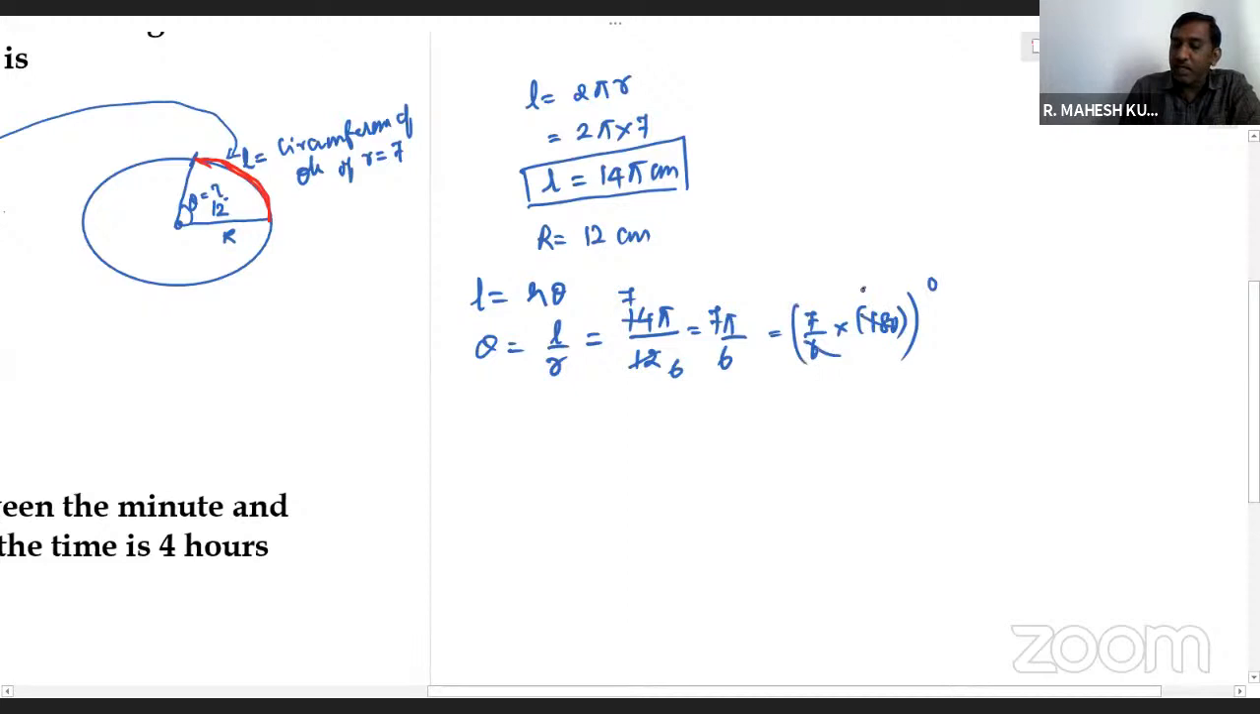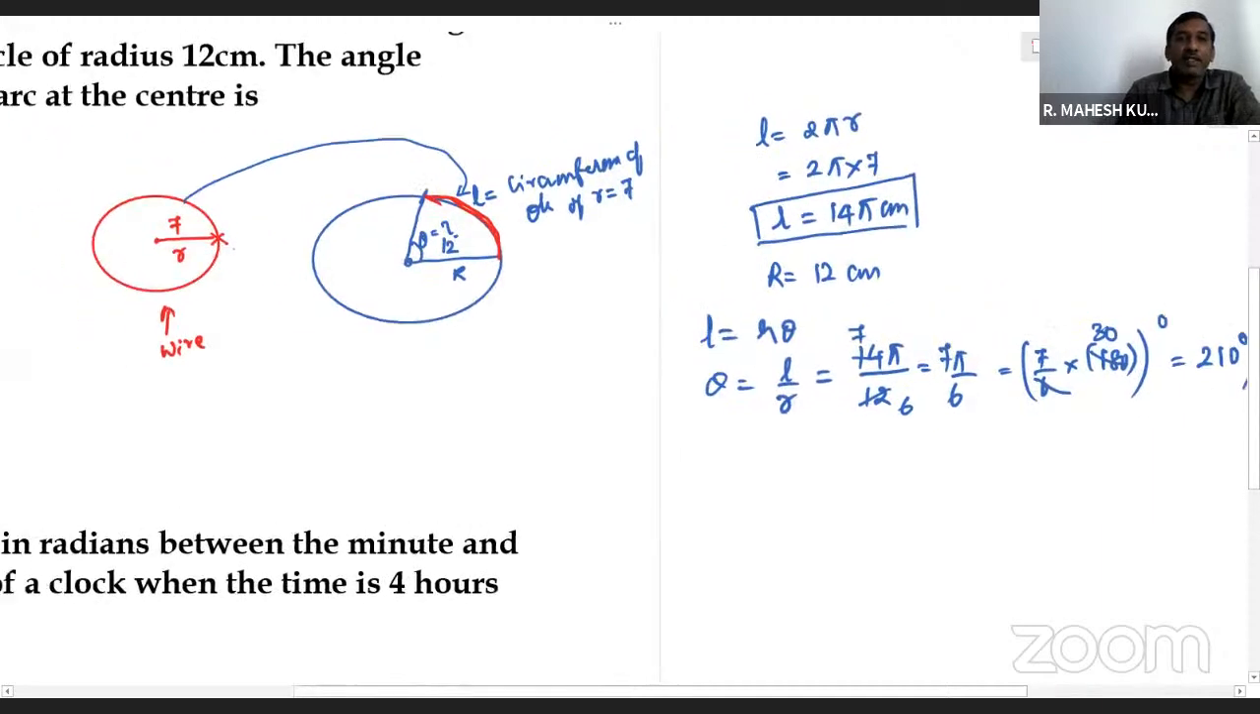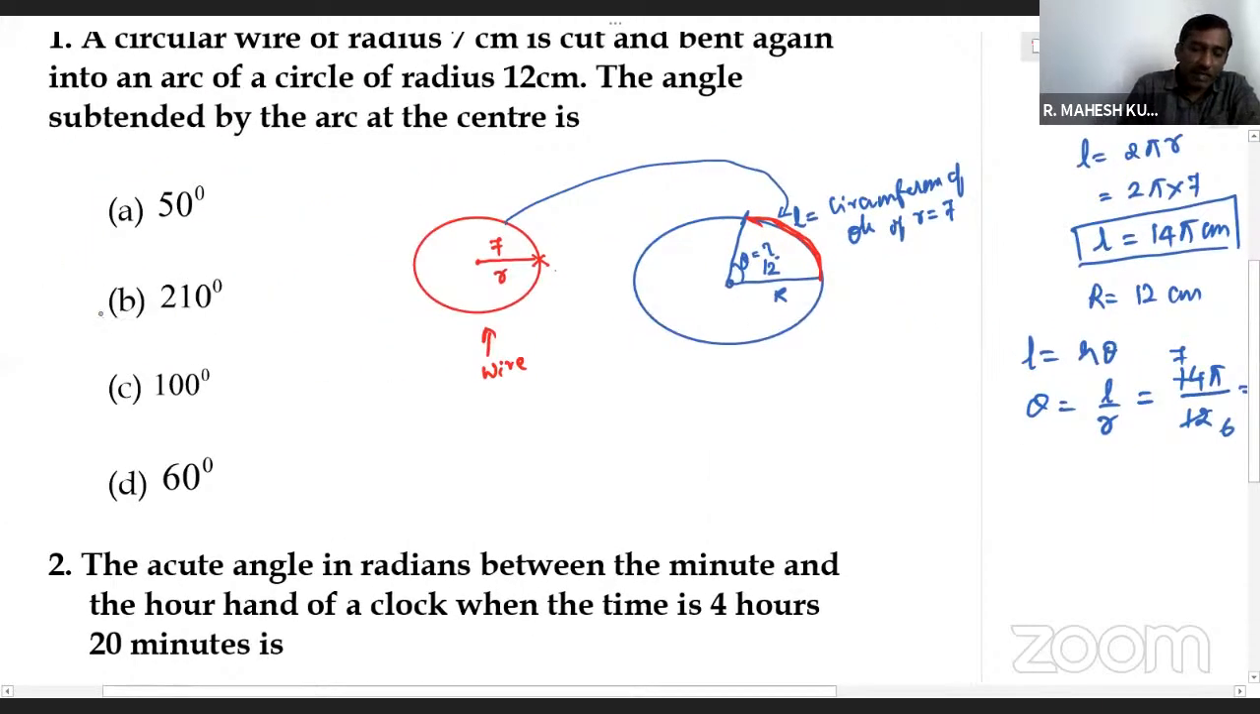6 30s, so it goes 30 into 7. It is going to be 210 degrees. This is going to be the correct answer for this particular question. Option B is the correct answer.